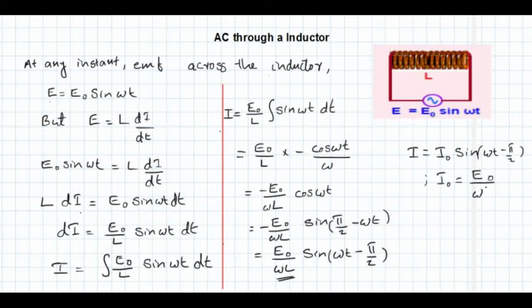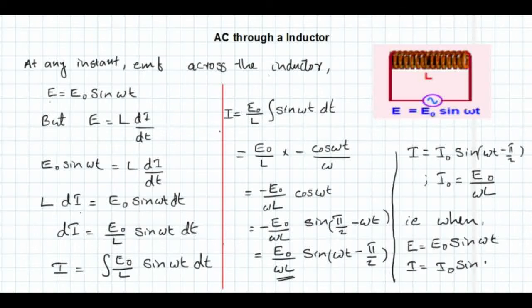where we have taken this I0 as E0 by omega L. And actually this is very much similar to Ohm's law, that is current I is equal to voltage divided by resistance. That means this omega L represents the resistance part. So in short, when EMF E is equal to E0 sin omega t, we can see that current I is equal to I0 sin of omega t minus pi by 2.